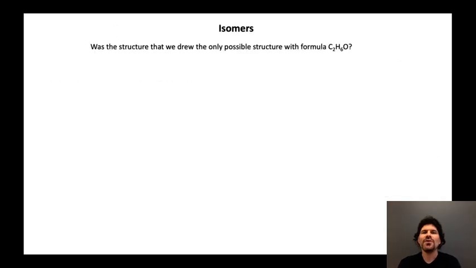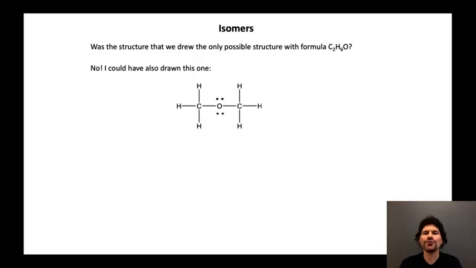Moving on, this brings us to the topic of isomers. Was the structure we drew the only possible structure with the formula C2H6O? The answer is no. I could have also drawn one with oxygen as the central atom and carbon on either side of it. This compound, organic chemists would give it a different name. It's actually called dimethyl ether. But these are examples of isomers.